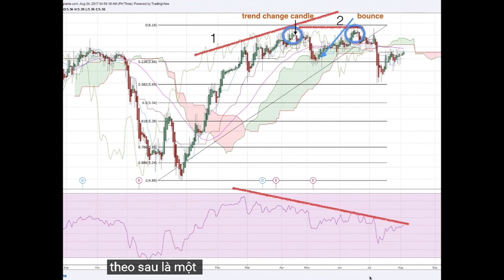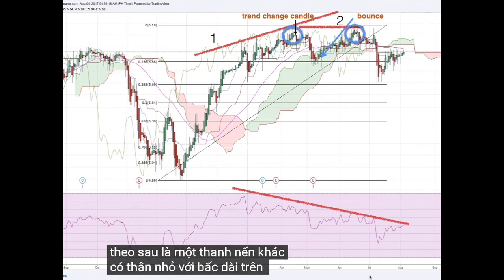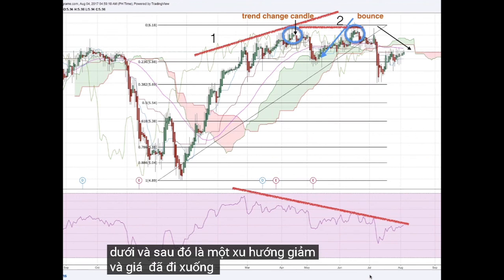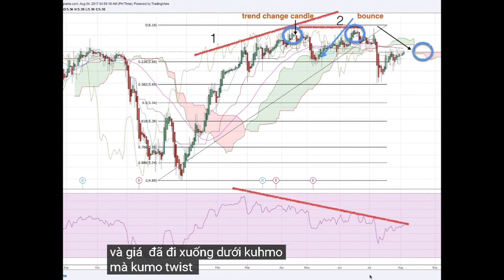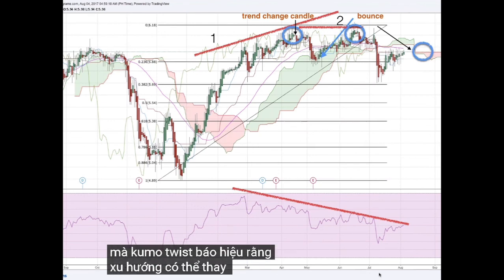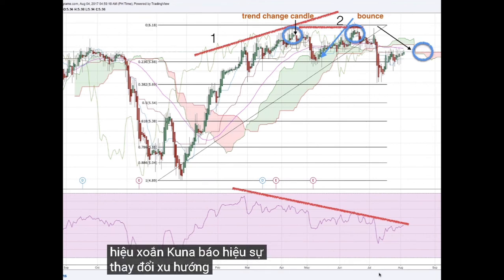What followed was another candlestick with a small body with long upper and lower wicks, and then a downtrend followed and prices went below the Kumo. That Kumo twist signaled the possible trend change.